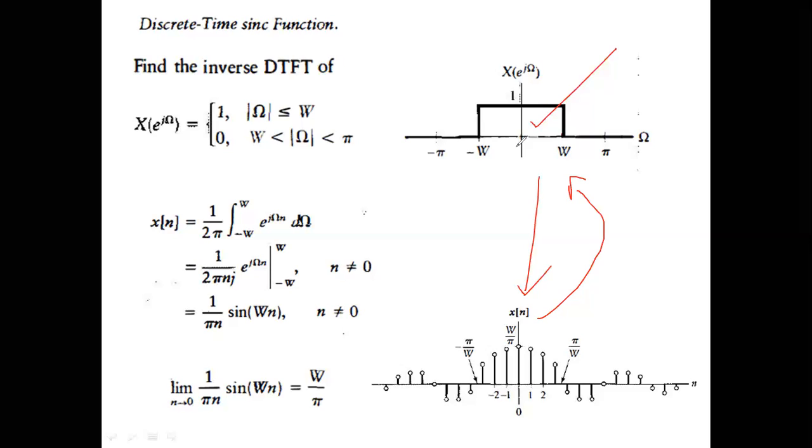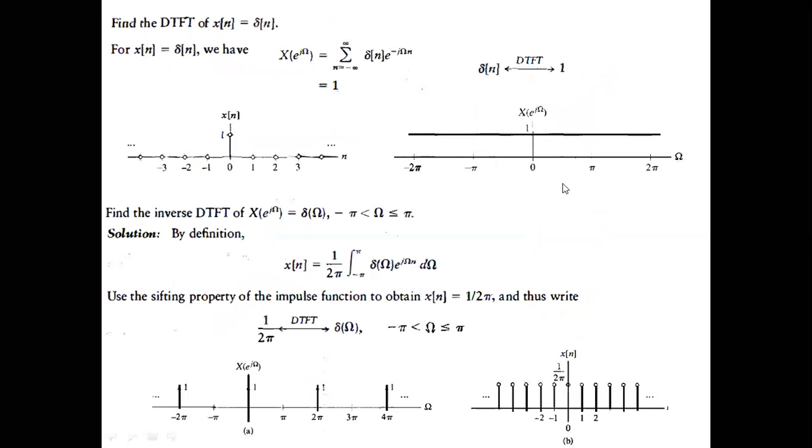Now let us continue. These are all the things we did yesterday. Now let us continue. So what was it? Yeah, one more standard result. This is the most usual suspect, delta n, the impulse.